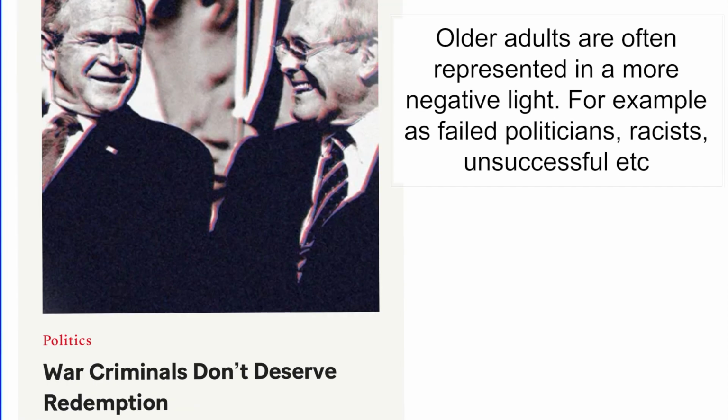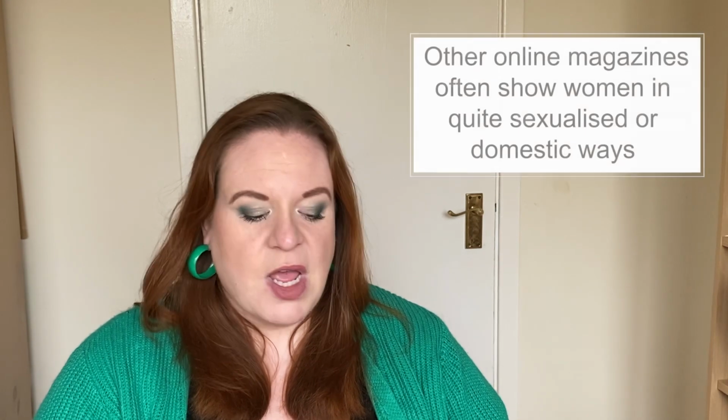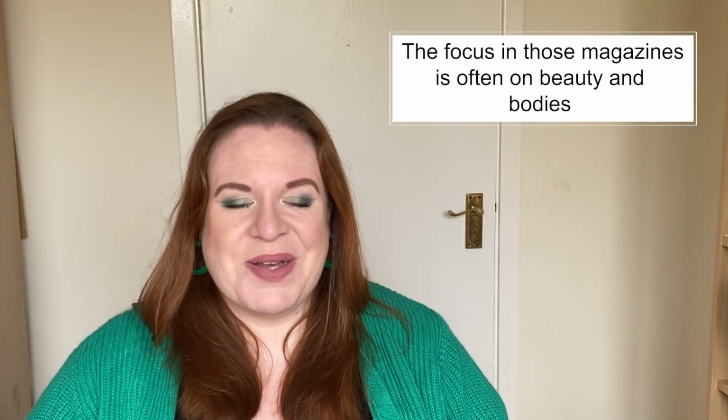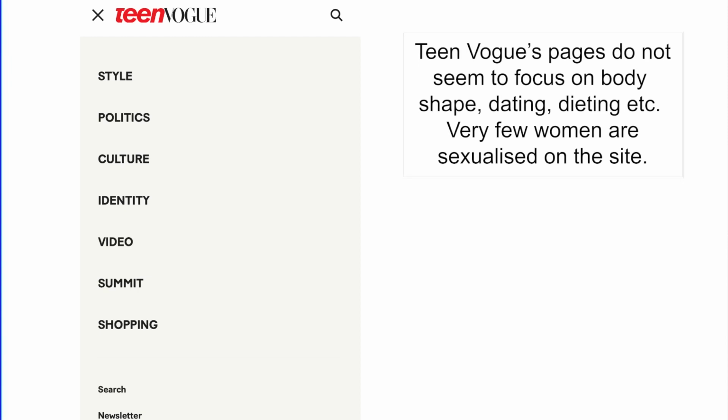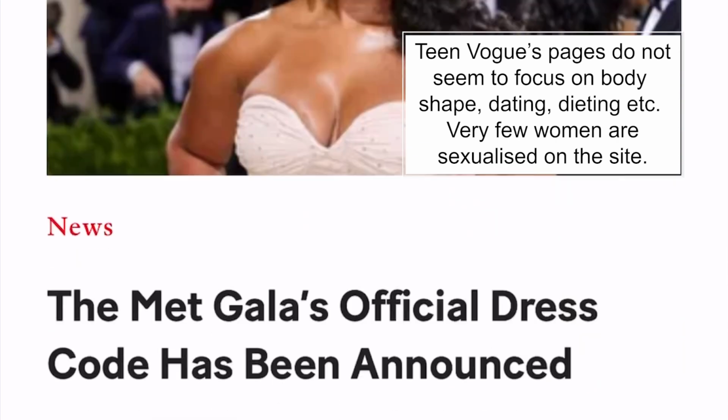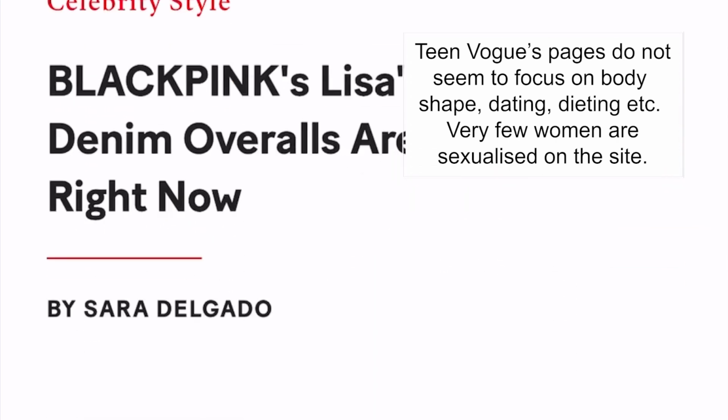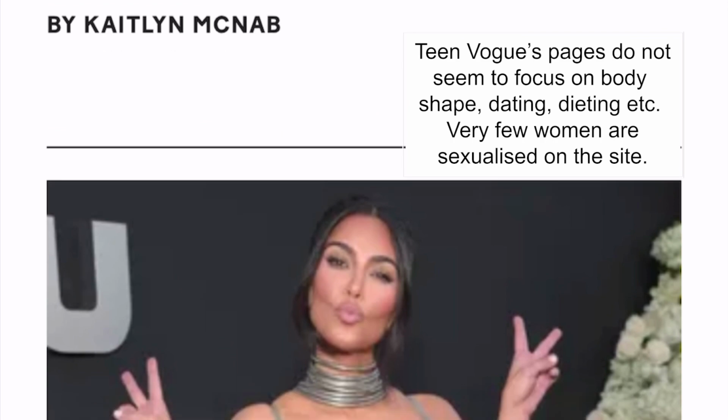We're now going to have a look at the representation of women in Teen Vogue. So the stereotypical representations of women, especially in magazines, are often associated with things like beauty and makeup, clothing, weight, for example. And actually, when you look at the Teen Vogue magazine, there's very little representation of things like this on their website. There's no real emphasis on finding a boyfriend or a husband.